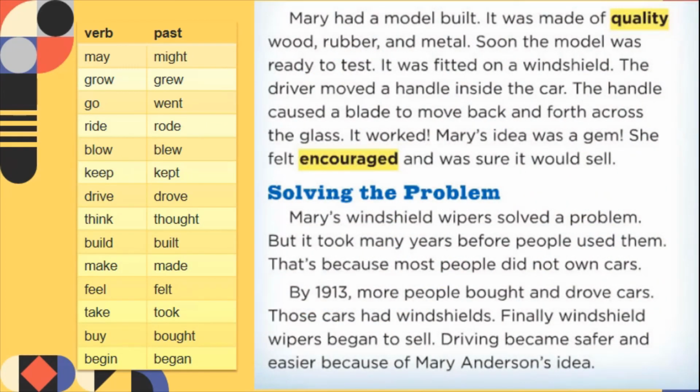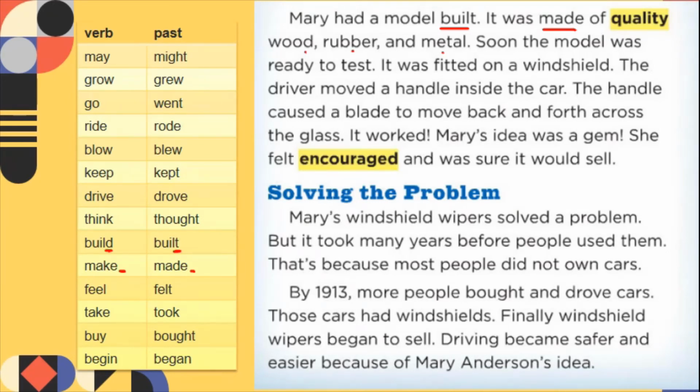Mary had a model built. So here build with a D. In the past it becomes with a T. It was made. Made also is in the past. At first it was make, and in the past it's changed to made. Of quality wood, rubber, and metal.